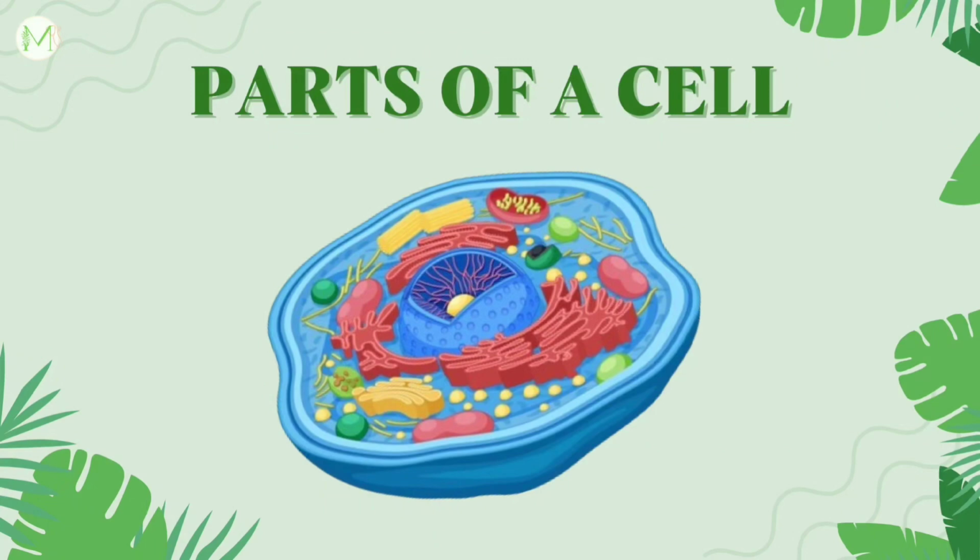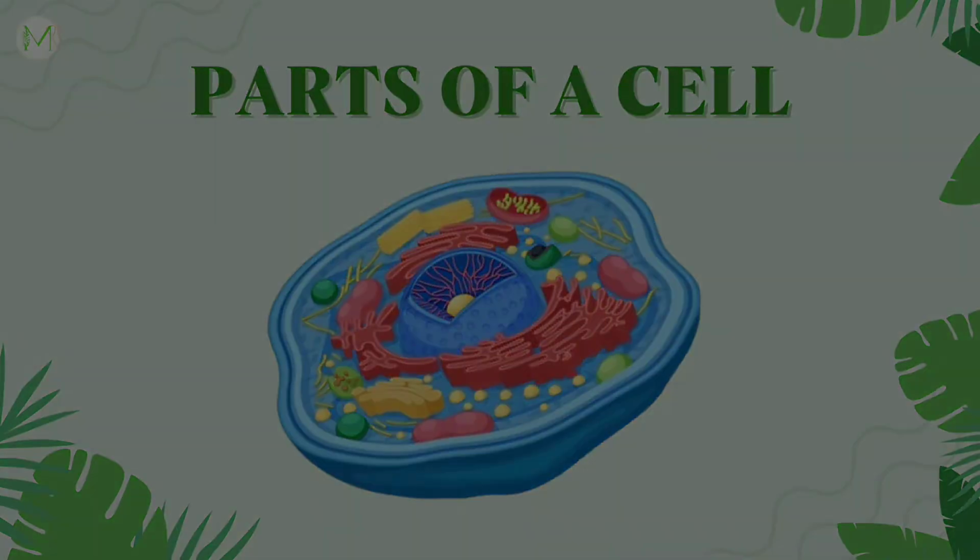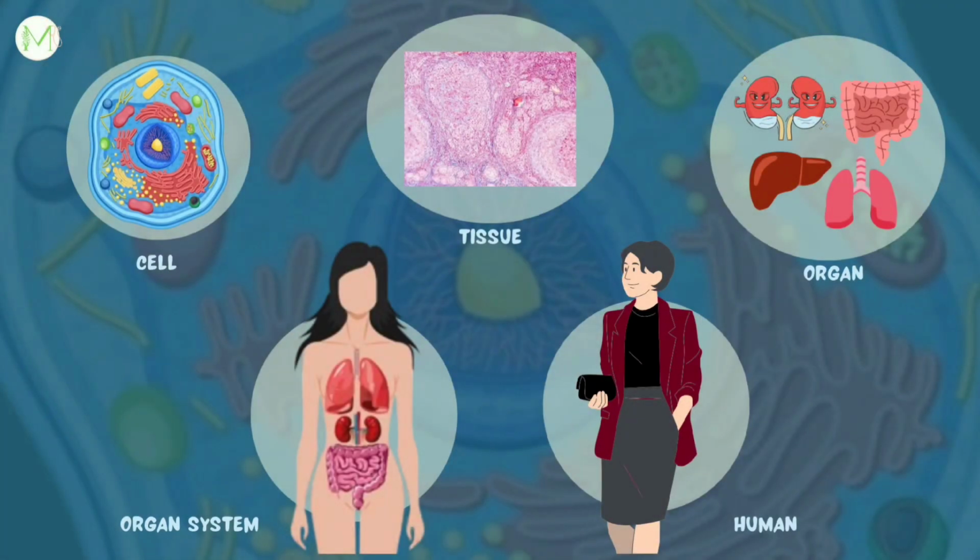Cell is the structural and functional unit of tissues. Cell forms tissues, tissues form organ, which forms organ system, and ultimately human is formed. Now, the statement cell is the structural and functional unit of the tissue makes sense.